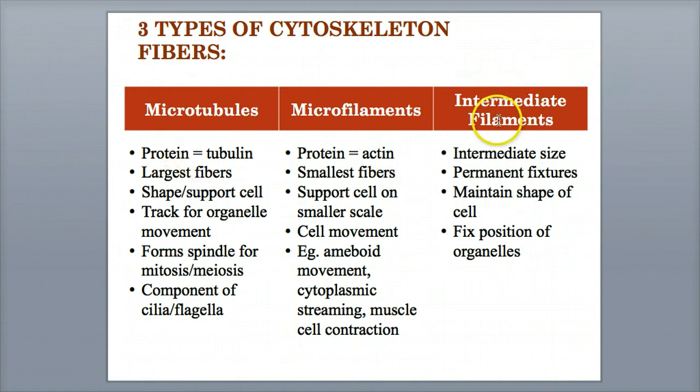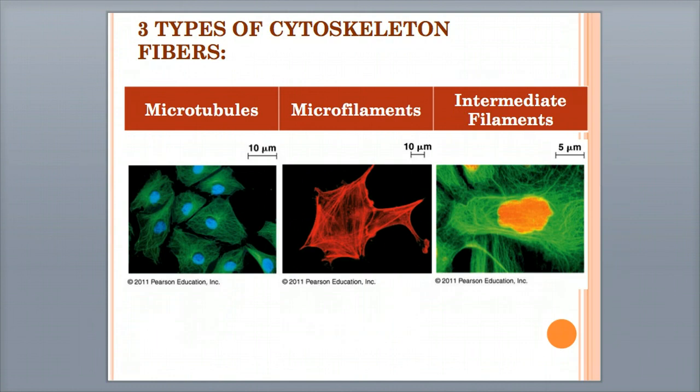And the last one, intermediate filaments. So just like it sounds, it's the middle size, intermediate size. They're permanent, they don't move. They maintain the shape of the cell, and they sort of fix the position of organelles. So organelles, they sort of stay in a spot, and when they're in a permanent spot, they're sitting on an intermediate filament. So if you need a picture, those of you that need a visual, here's the microtubules.